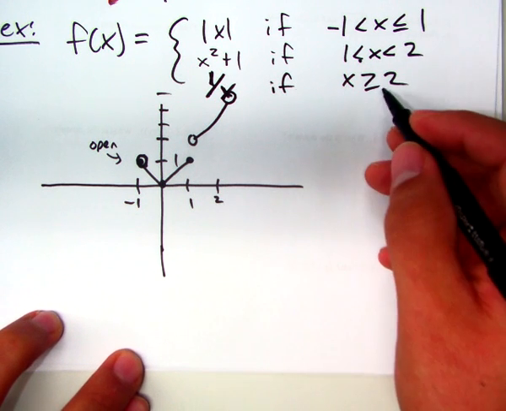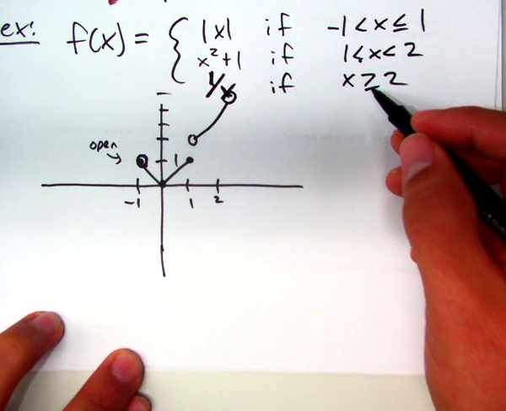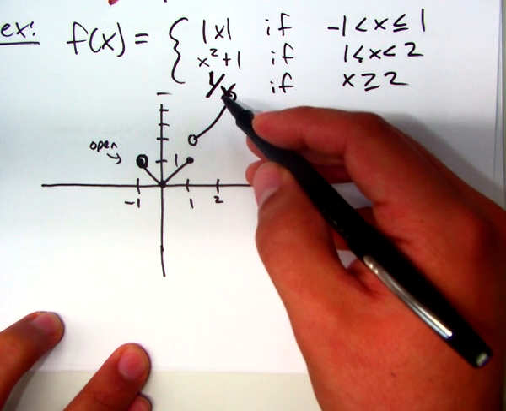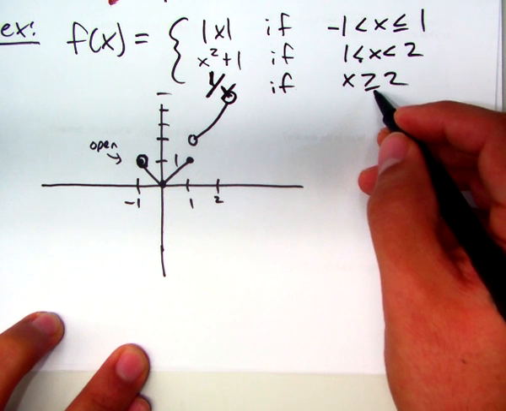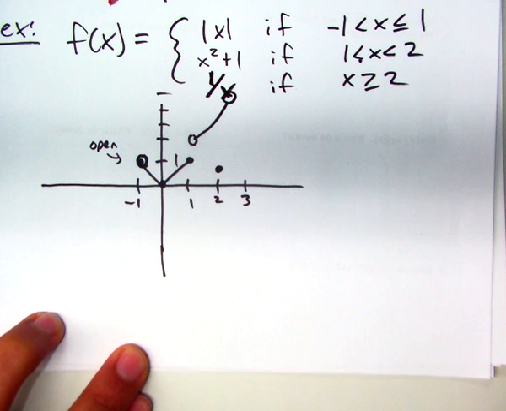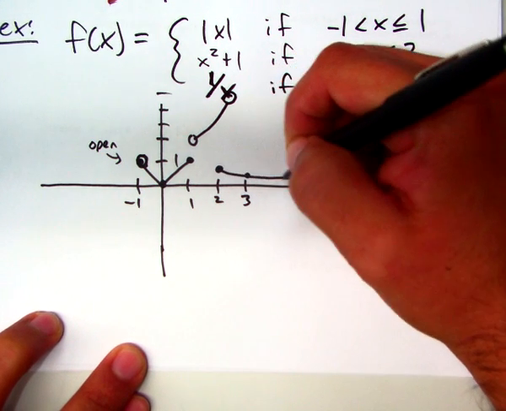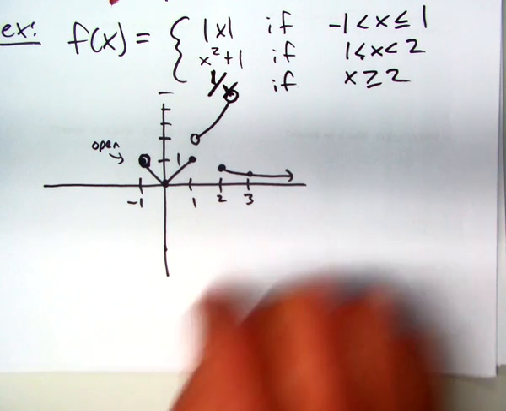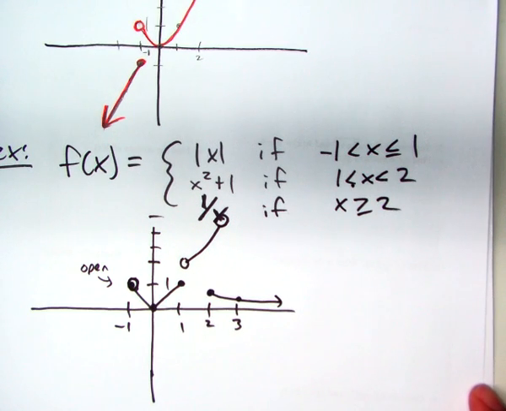And now, for the last piece of the graph, it says to plug in numbers like 2, 3, 4, and so on, right? So if I plug in 2 into my last piece, what's the answer going to be? 1/2. Good. Open or closed? Oh, closed. If I plug in 3, what do I get? 1/3. It just gets smaller and smaller. So it looks something like that. So we got 3 separate pieces here, but not that hard to draw as long as you just draw the correct parts of the graph. Okay?